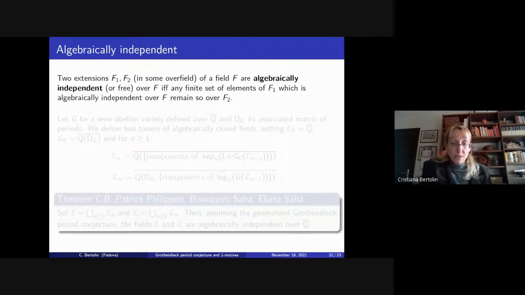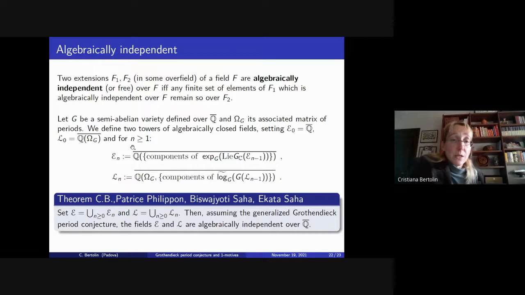Finally, I want to show this result concerning algebraic independence. If I have two extensions F1, F2 of a field F, we call these two extensions free or algebraically independent over F if any finite set of elements of F1 which is algebraically independent over F remains so over F2. So if we consider a semi-abelian variety G defined over Q bar, and we denote by omega_G its period matrix, we construct two towers.